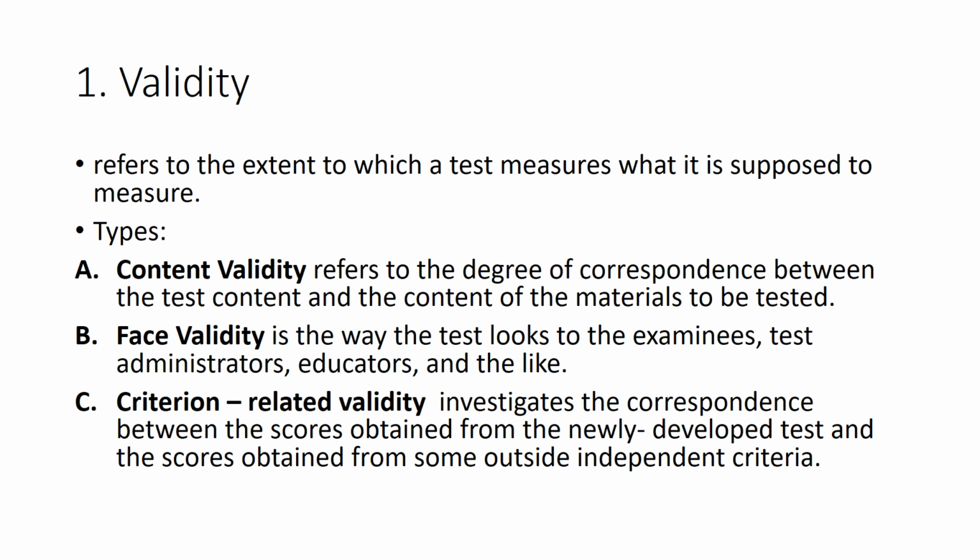Validity has types, and these types are four. If we start with the first one, it is called content validity. What does content validity mean? It refers to the degree of correspondence between the test content and the content of the materials to be tested.